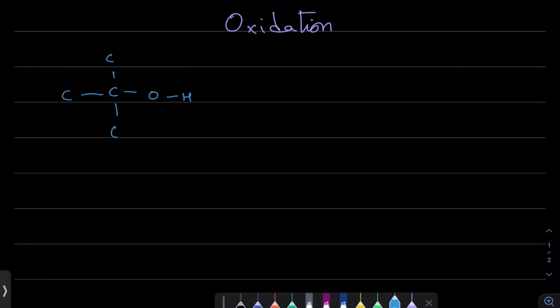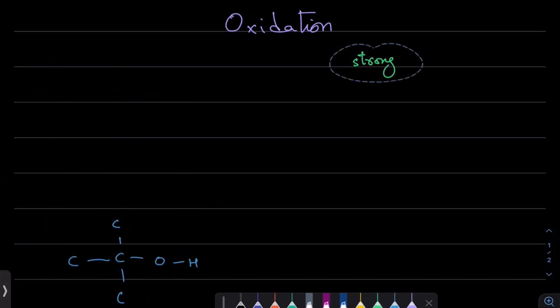So there are four oxidizing agents that we should know about. One is a strong oxidizing agent, and the other is weak oxidizing agents. So there's two of each category.